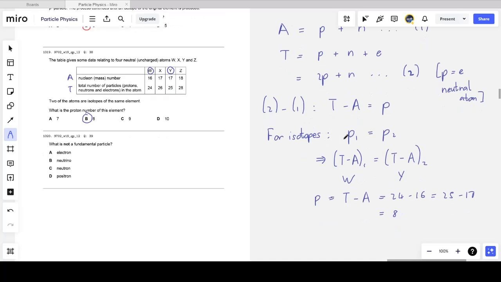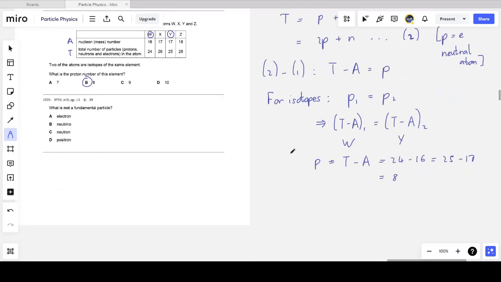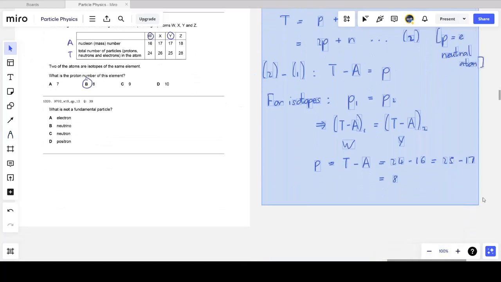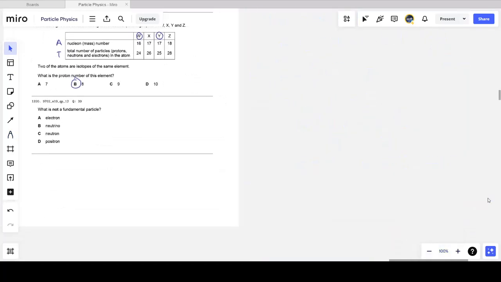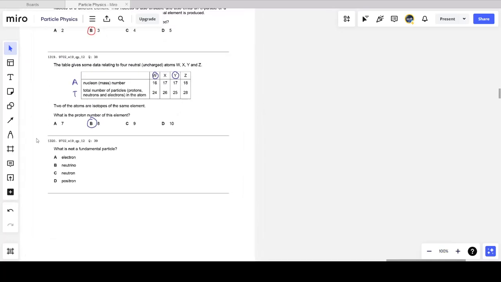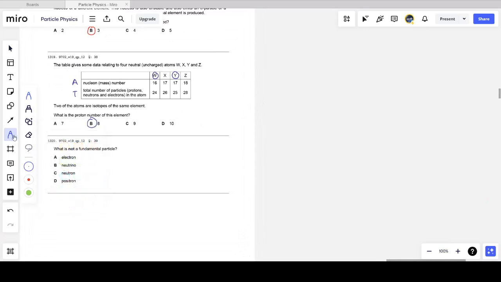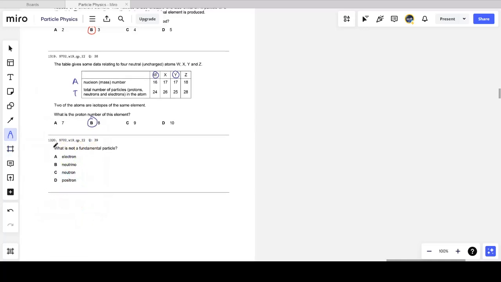And the next question is 1320. It's from the winter 2019 exam. It's question paper 1, variant 2, and it's question 39 from the paper. Now we're given a selection of particles and we're asked to say which one is not fundamental. So we're asked to discriminate against these particles, and unfortunately we're going to say one of them is not a fundamental particle. So the others are fundamental, but one is a standout.